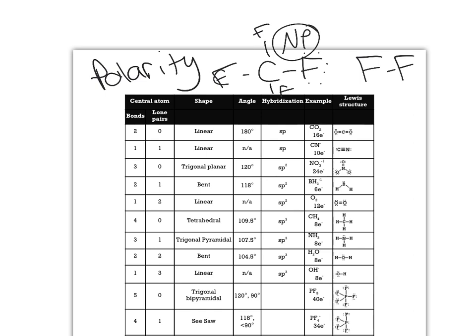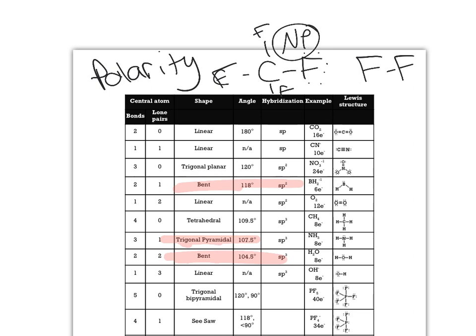I'm going to highlight the ones that are always polar, and I'm going to highlight them in red because I just feel like red is polar and I don't really know why. Bent, okay, is always polar. Trigonal pyramidal is always polar, and bent here is always polar. Okay, I'm going to have trouble with the linears, saying that they're always polar or always nonpolar, because that's going to be depending on what it is.